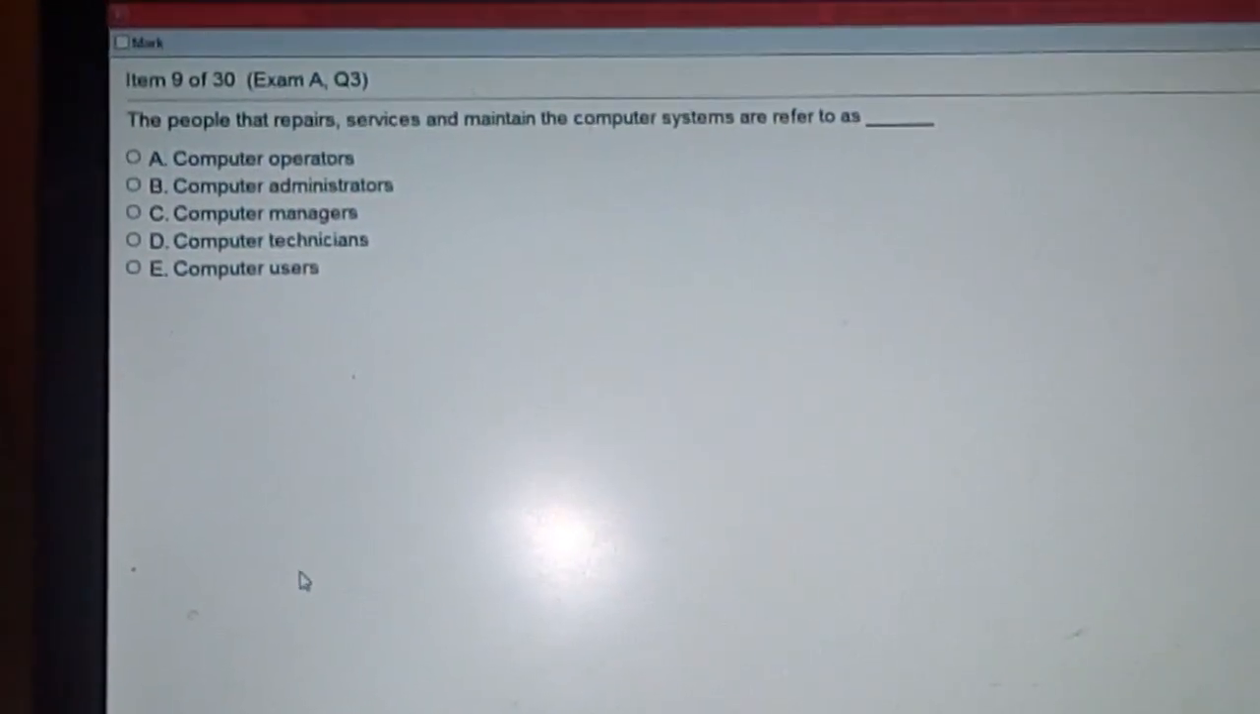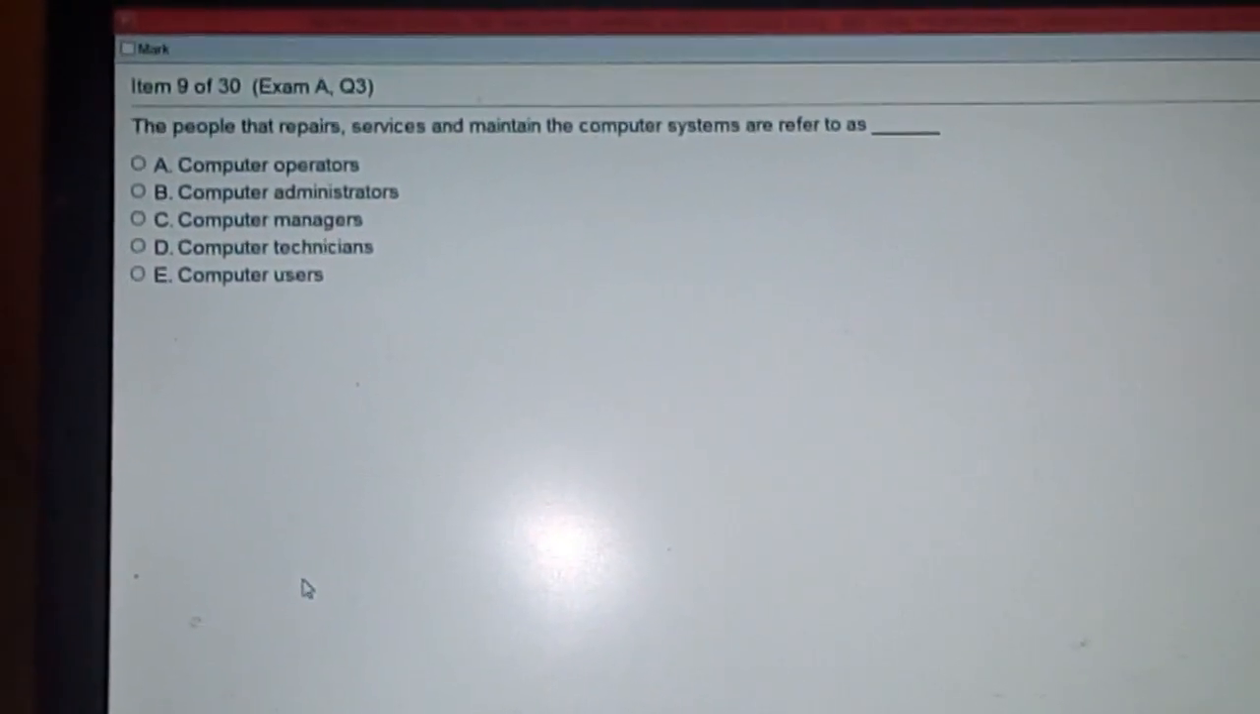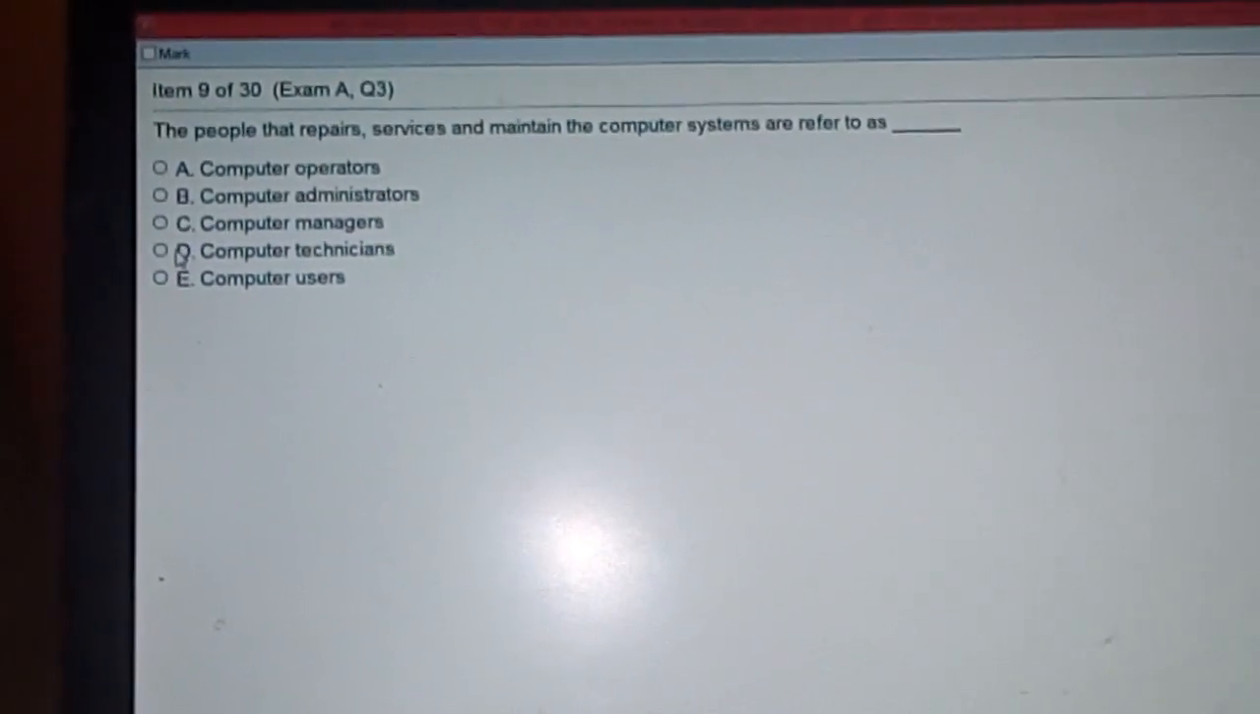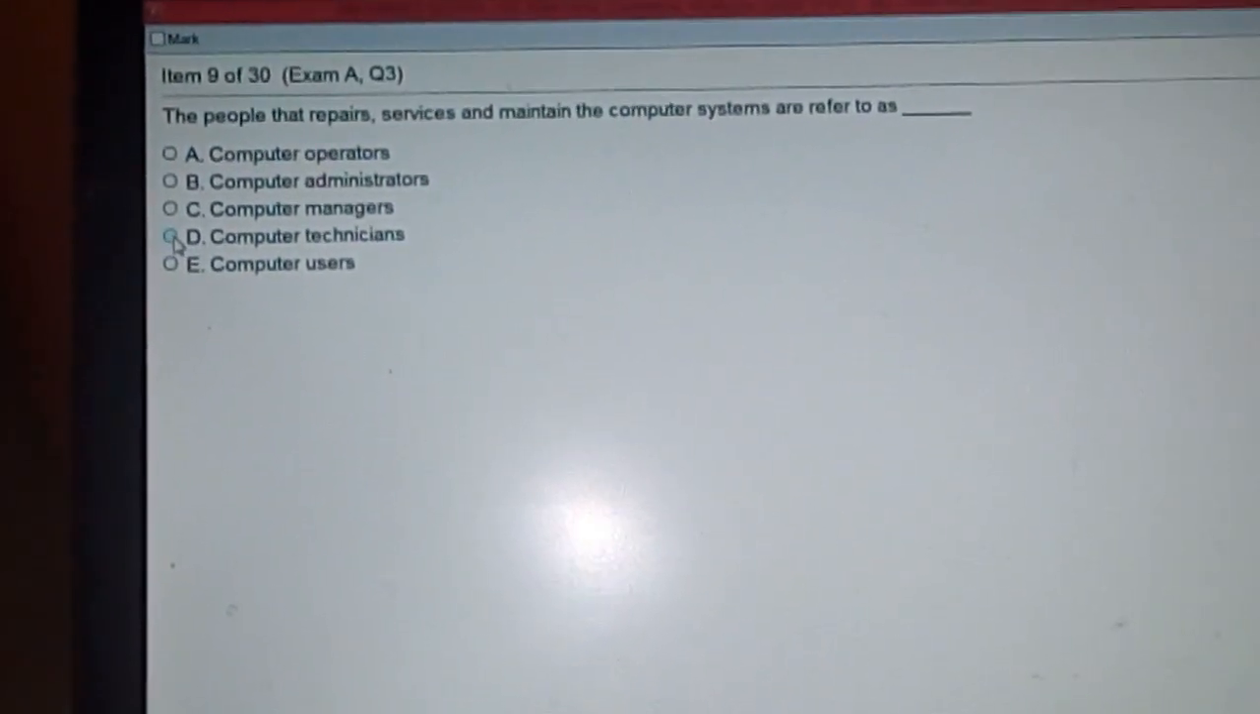I click on next. You can see the people that repair, service and maintain computer systems are referred to as computer technicians. They are the ones that repair it, not the operators.